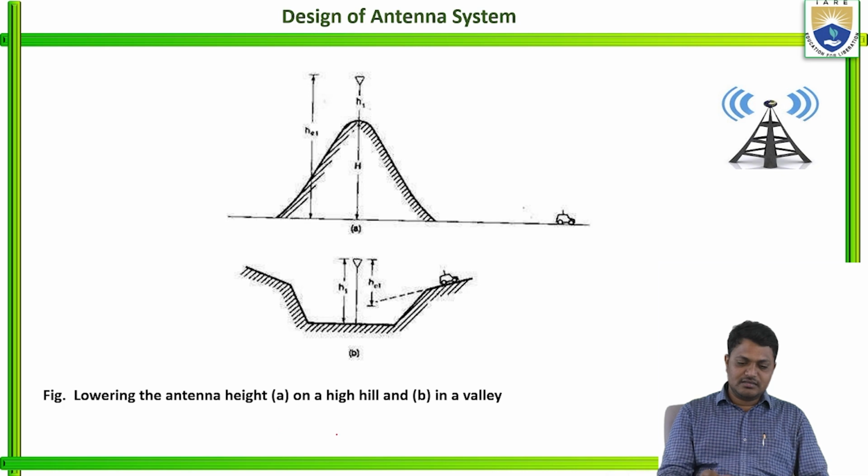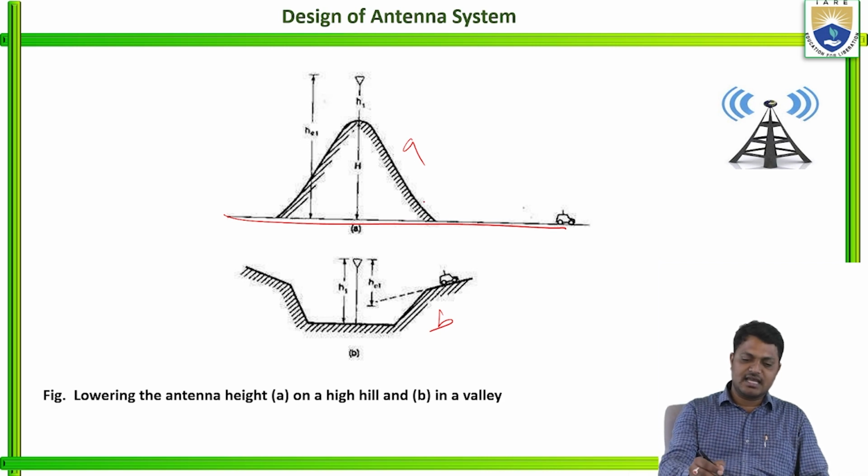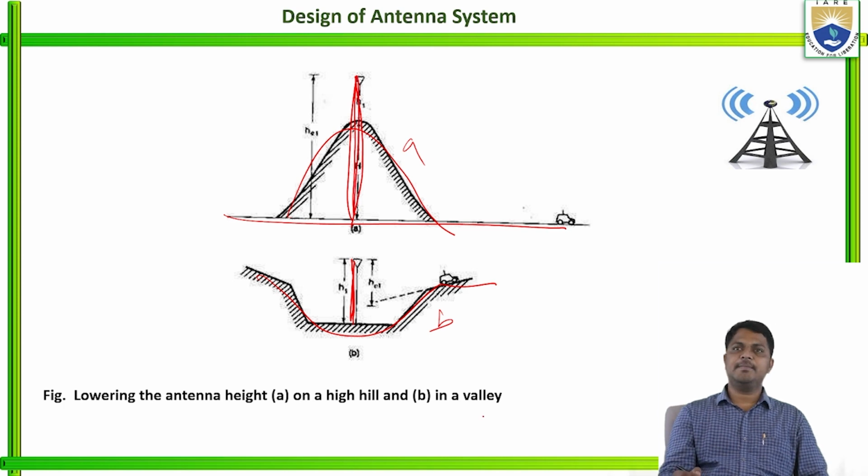Next, see here. The two images, image A and image B, are there. This is the flat surface. Here is lowering the antenna on a high hill, and this is in a valley. So see here, this is the height of the antenna, which is nothing but the height of the base station, and this is the mobile unit, and here also it is a mobile unit. So this is the best example.